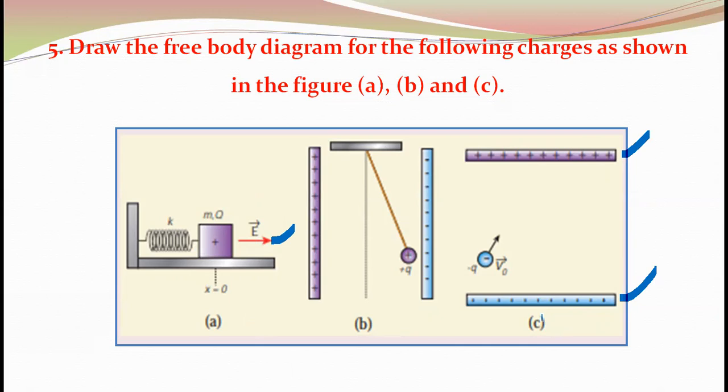In the electric field between the two plates, we have a moving charge whose magnitude is minus Q. The velocity of the charge is given as V0 vector.